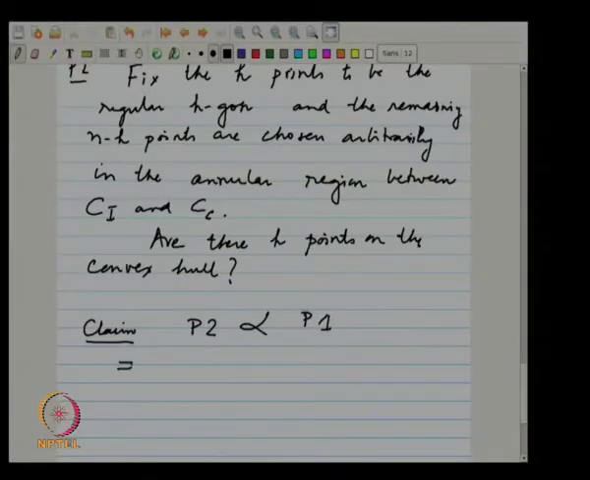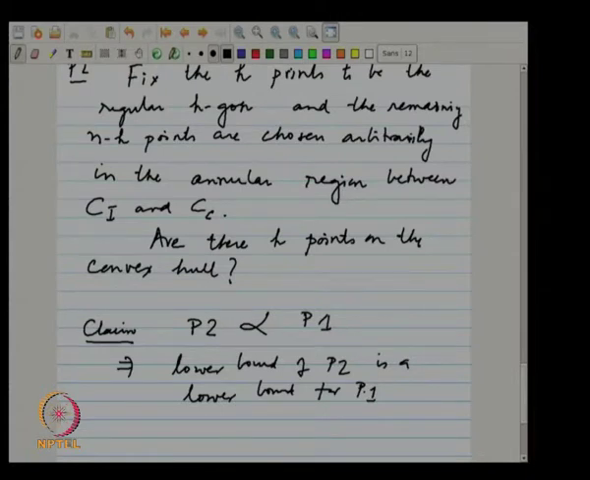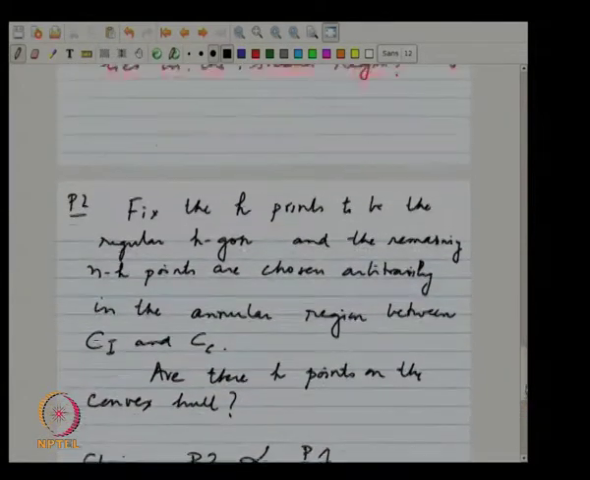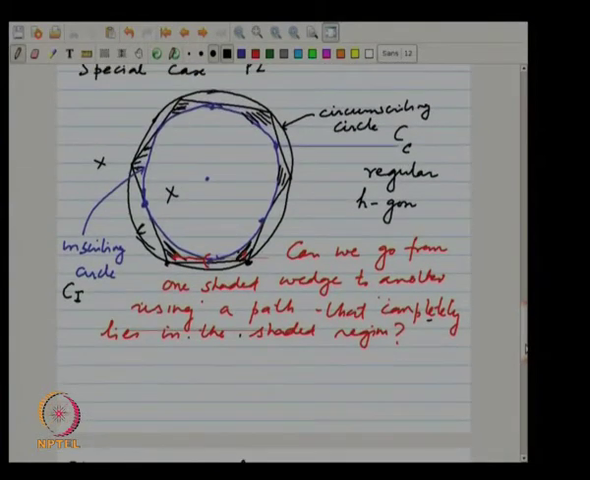Okay. So, which implies that the lower bound of P2 is a lower bound for P1, because P2 is reducible to P1. So, how do I get to a lower bound of P2? Why is it easier for us to get a lower bound for P2? See, the n minus h points, if there has to be exactly h points on the boundary. So, now I am going to count the number of connected components. Okay. So, you know that in the solution space, if there is a certain number of connected components, we know that the height of the decision tree must be at least log of the number of connected components.